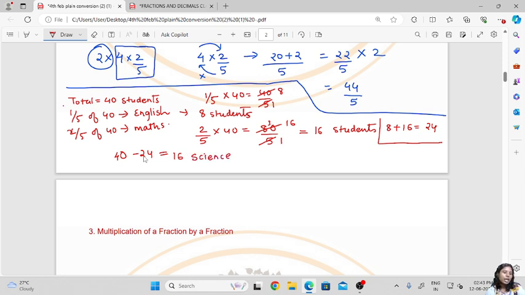Now this you have to write in a fractional form. So say we have 16 upon 40. This is the fraction. If you cancel it out, 4 fours are 16, 4 tens are 40. Sorry, here it is 2 and 5, so 2 upon 5.